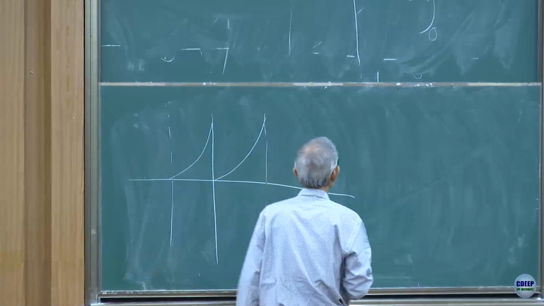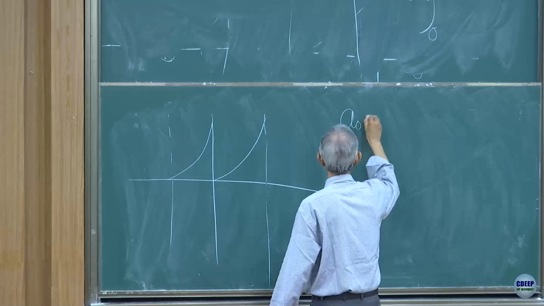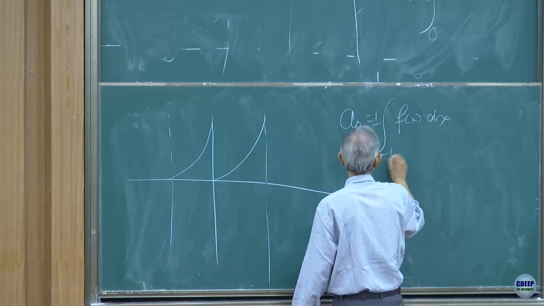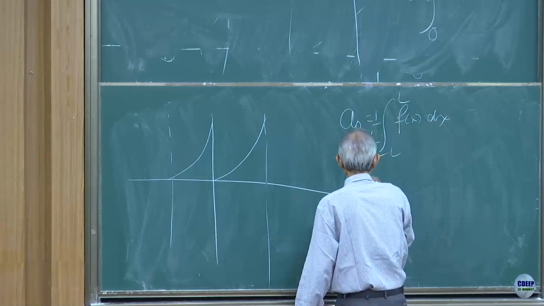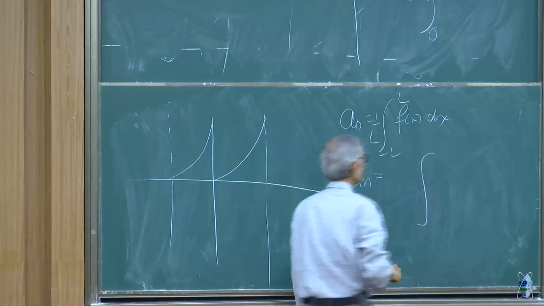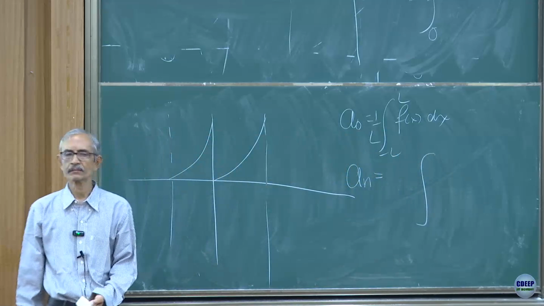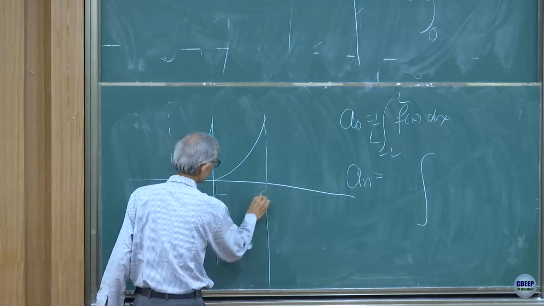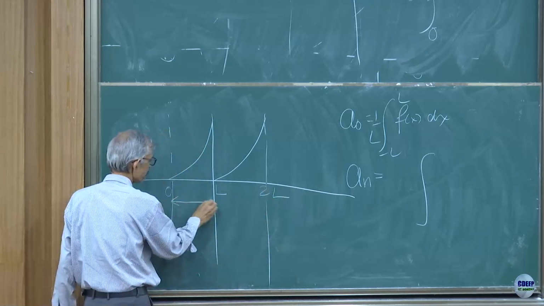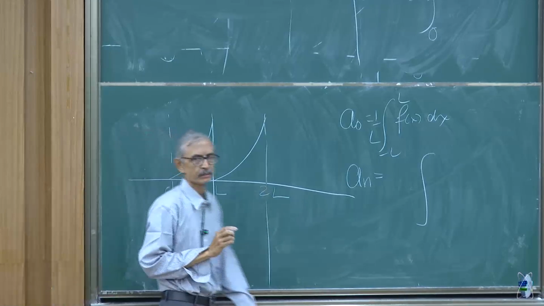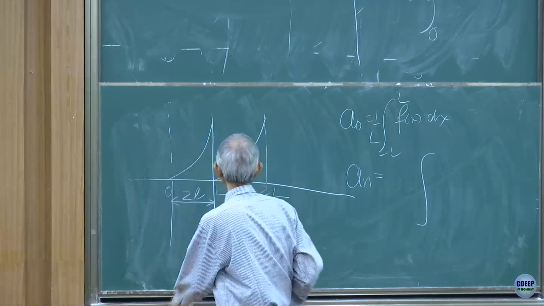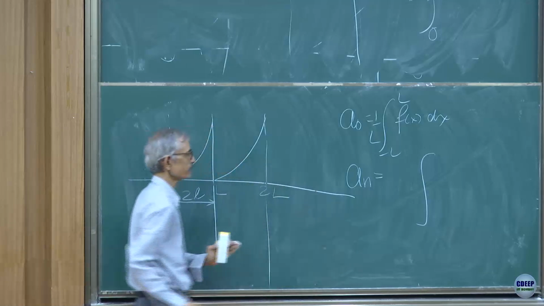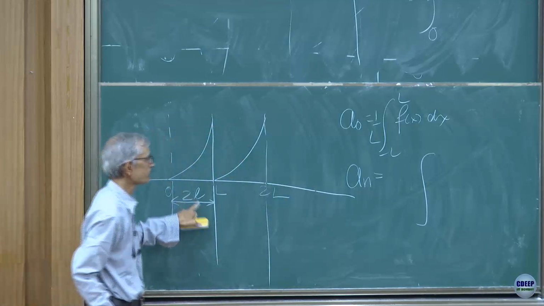Both the sines and cosines will exist, which means that a naught is the integral of f(x) dx, 1 by L, minus L to L. But a_n, okay, now what is a_n going to be? That's something that we need to be careful about. This guy is 0, this guy is L, this guy is 2L. Let me call this as 2 times little l. Okay, so 2 times small l is the period now. This is a period, this is a period, this is a period. So the 2 times l is the period.